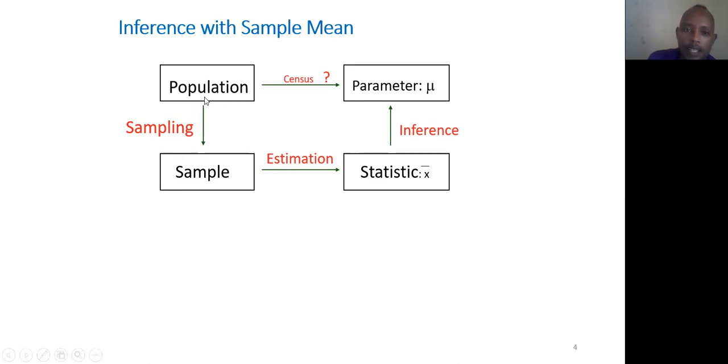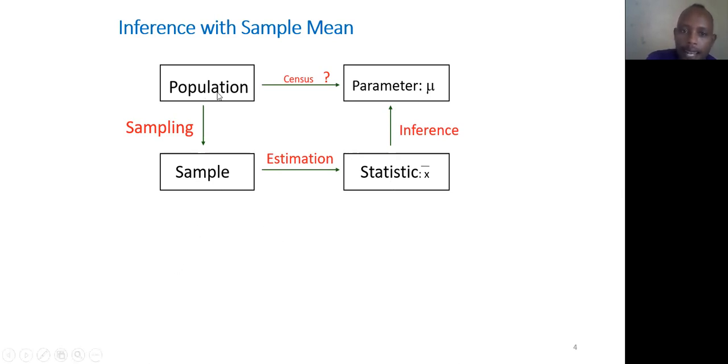Another way is by taking certain parts of the population as a sample based on a sampling technique and calculating such estimates from the sample, which we call a statistic. And then we refer to the population parameter.